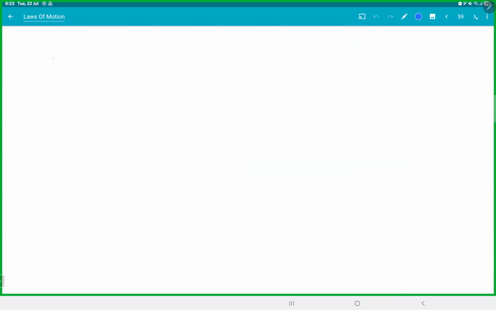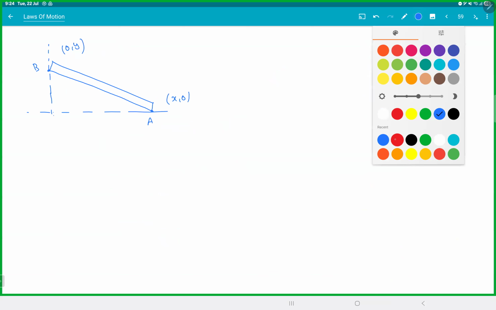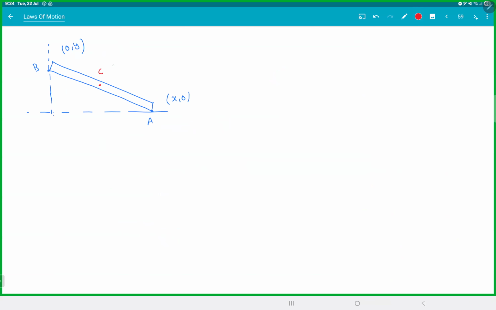See. So when you look at this rod, you said C is the midpoint. That solves all the problems actually. So for this point A, let the coordinates be x, 0. Let this point B, the coordinates be 0, y. Since C is the midpoint, the coordinates must be x by 2, y by 2. Therefore, the position vector of C must be x by 2 i cap plus y by 2 j cap.